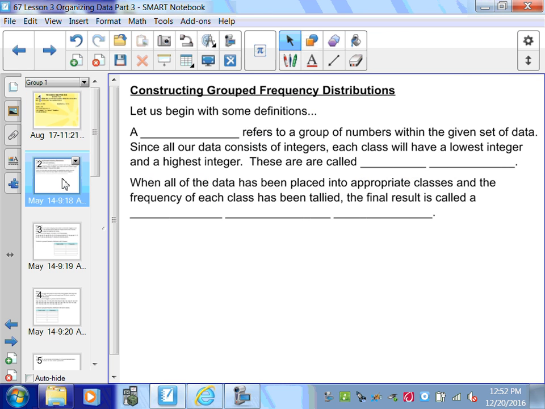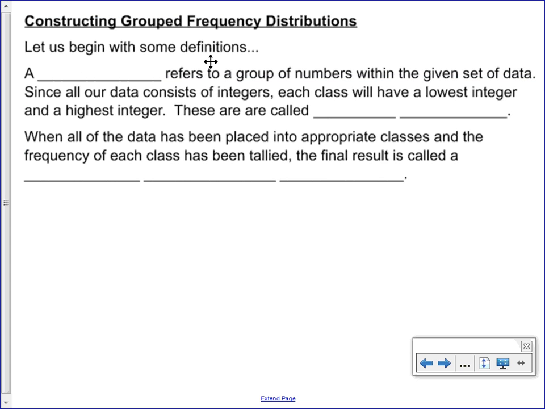So, a couple of vocab words. First of all, a class. A class refers to a group of numbers within a given set of data. Since all our data consists of integers, each class will have a lowest integer and a highest integer. These are called your class limits. No, it's an integer. Integers are class limits, so no decimal places are class limits.